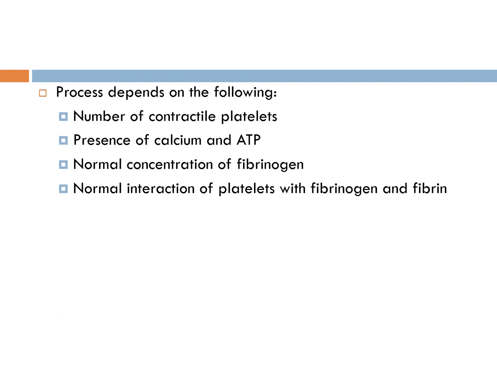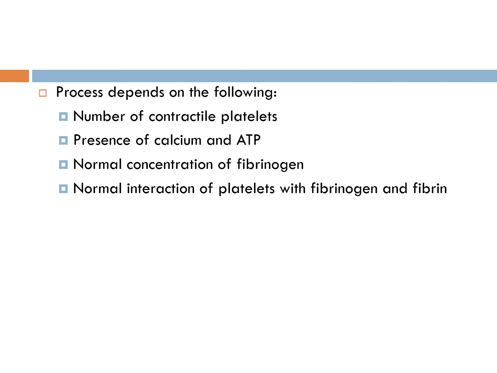The whole process of clot retraction is dependent on the following factors. First, we have the number of contractile platelets. We also have presence of calcium and ATP, normal concentration of fibrinogen in the plasma, and normal interaction of platelets with fibrinogen and fibrin.